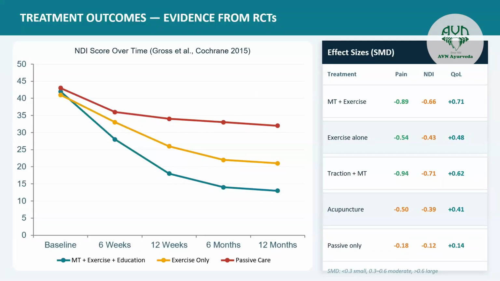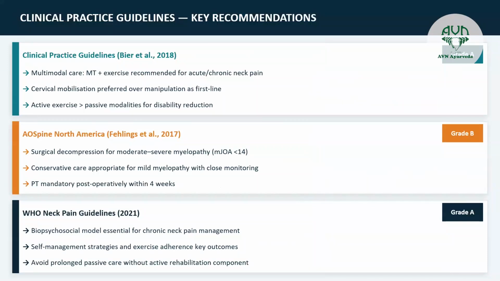So as I said, we have to include manual therapy, exercise, and education, rather than only passive care or only exercises. That won't work, because the standalone approach doesn't have much significant reduction in pain or disability, rather than the combined approach that has to be taken care of.